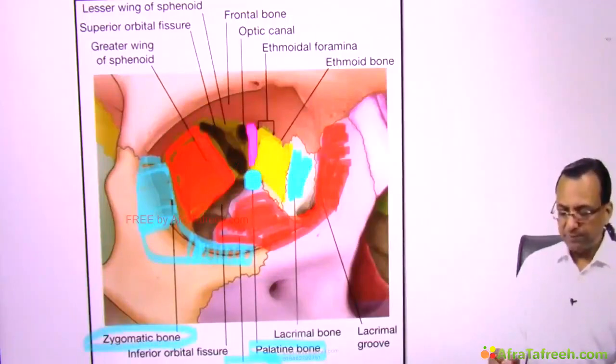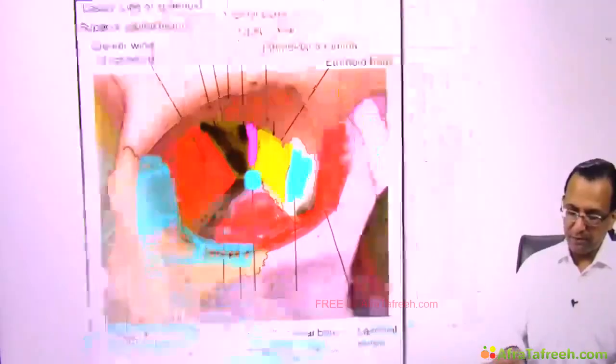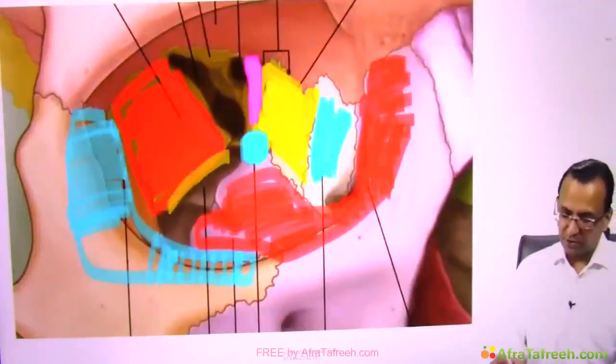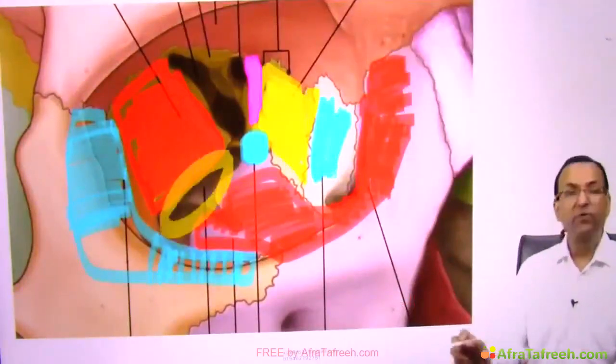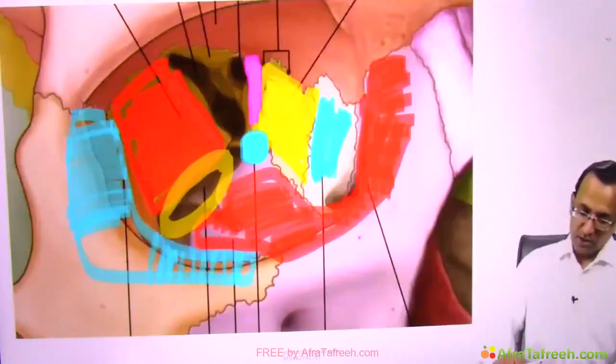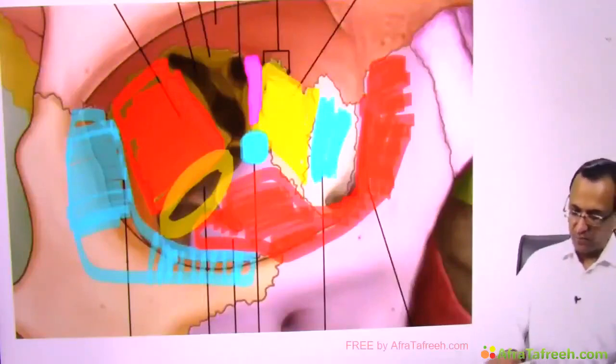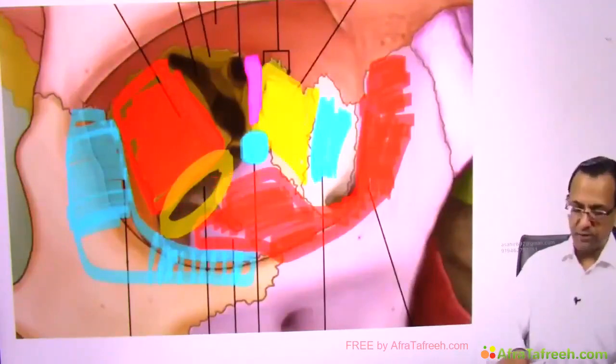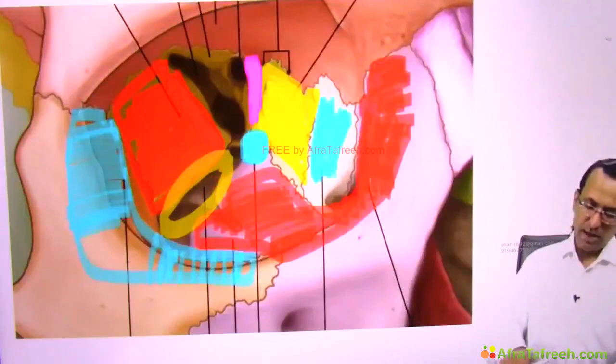Where is the fissure? Which fissure? Inferior orbital fissure. Inferior orbital fissure is lateral wall and floor junction. So inferior orbital fissure is the junction of the lateral wall and floor. Yes, you see. This is the lateral wall of the orbit, and this is the floor of the orbit, and this is the inferior orbital fissure. So you are telling that it is a gap between the maxilla bone at the floor and the greater wing of sphenoid in the lateral wall of orbit?